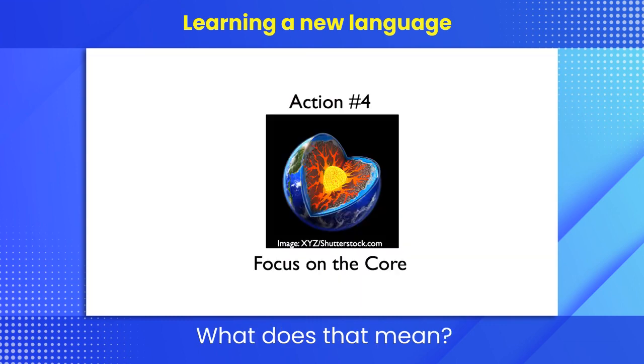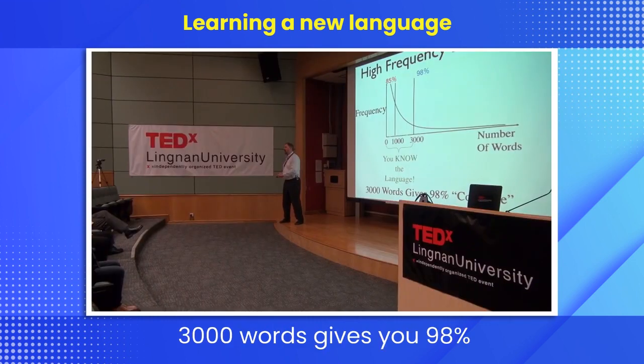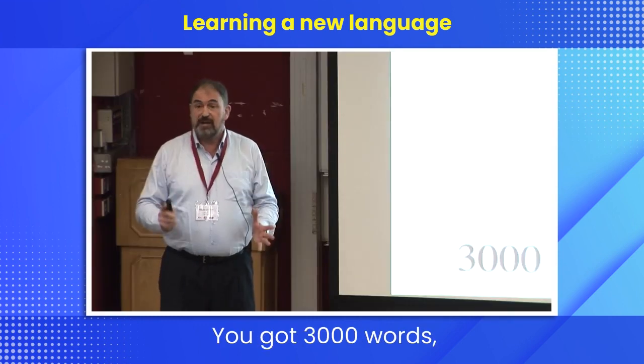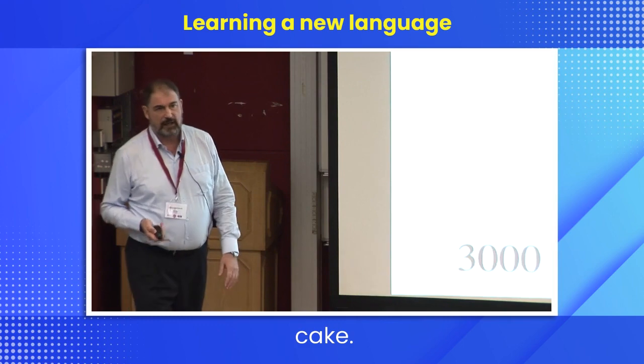What does that mean? Well, with every language, there's high-frequency content. In English, 1,000 words covers 85% of anything you're ever going to say in daily communication. 3,000 words gives you 98% of anything you're going to say in daily conversation. You've got 3,000 words, you're speaking the language. The rest is icing on the cake.